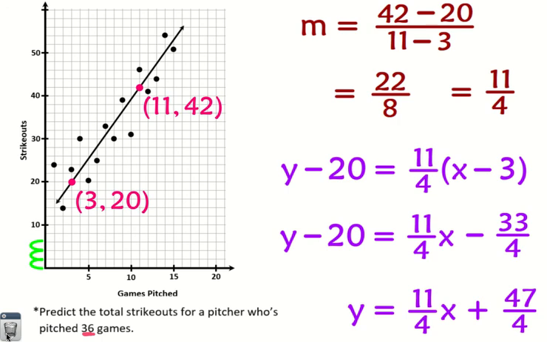And then once you have your equation, don't forget, you can now plug in 36 for, is it X or Y in this case? 36 games. So you'd be plugging it in for X. Okay, you'd plug in 36 for X. So what's that going to be? 11/4 is just like 3.75, I believe. So 3.75 times 36 plus 11.